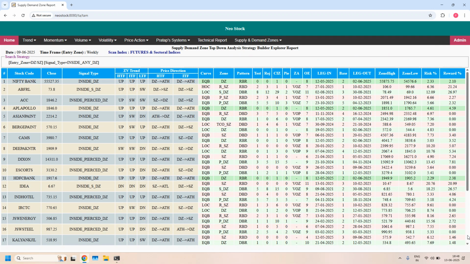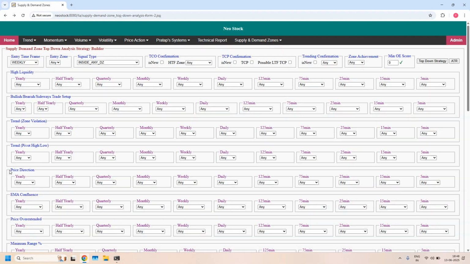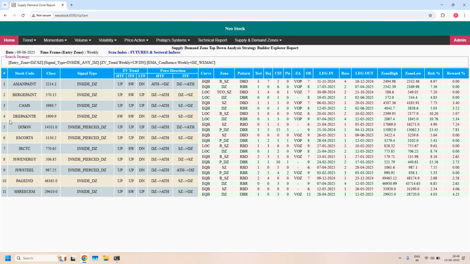I am scrolling the list down. Total 24 stocks are filtered. We can further filter with weekly demand zones having weekly EMA confluence, and trend on the weekly should not be sideways. It can be up or down. Now the list has come down to 11 stocks.